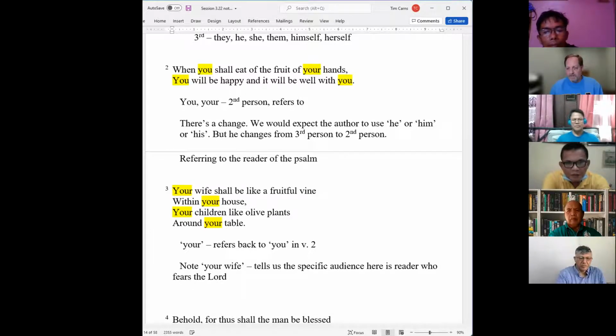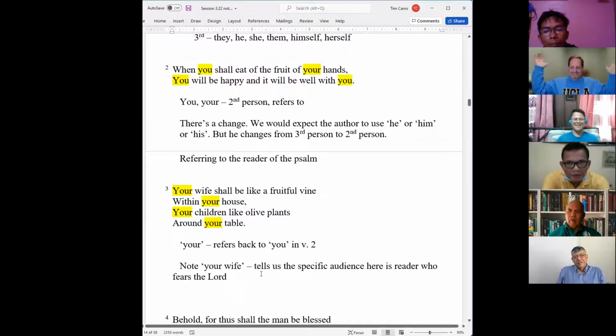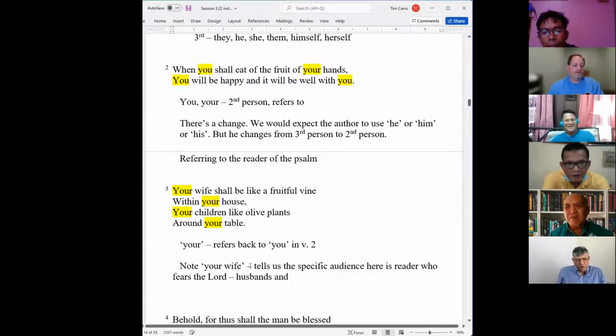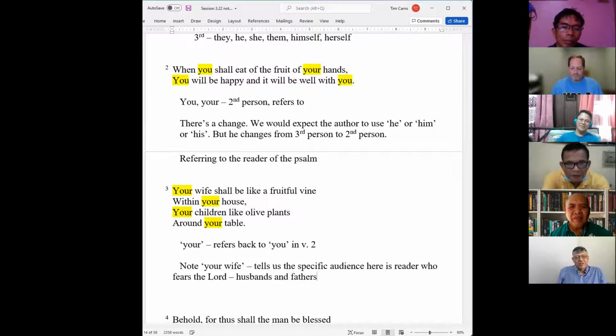Okay, but there's even a greater, your wife. Who has a wife? Husbands. Right? Specifically, husbands. And look at the second part, your children. Fathers. Bingo. All right, this is why paying attention to pronouns matters.